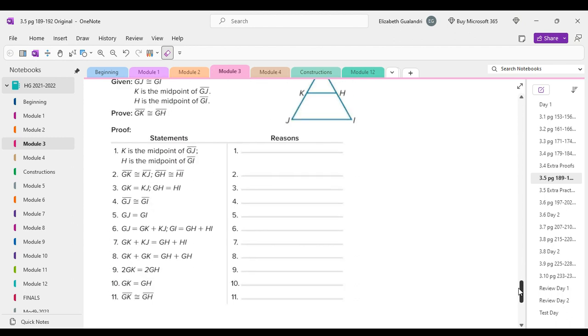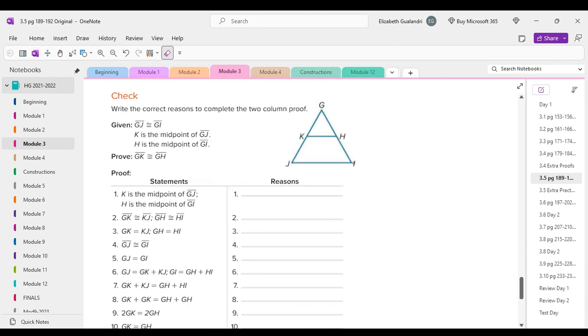Finishing it off here with another one, and this one's a long one, but let's see if we can follow through it. So I always like to find my givens first. So I see GJ congruent to GI, and I'm going to come all the way down here and I'm going to write given because there's where I see it in there. K is the midpoint and H is the midpoint, so I'm going to write given in here because those are kind of those easy ones that we want to fill in.